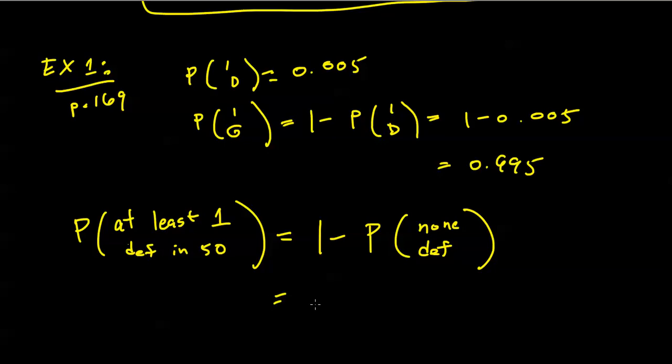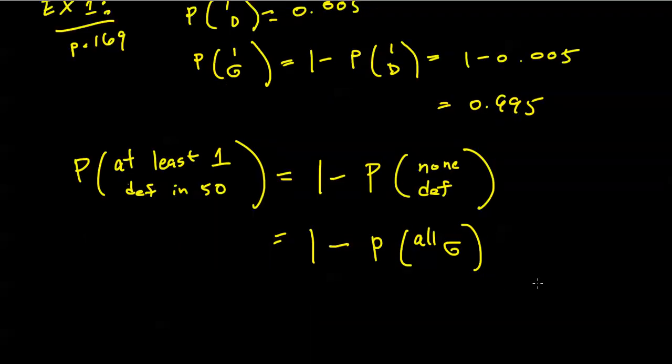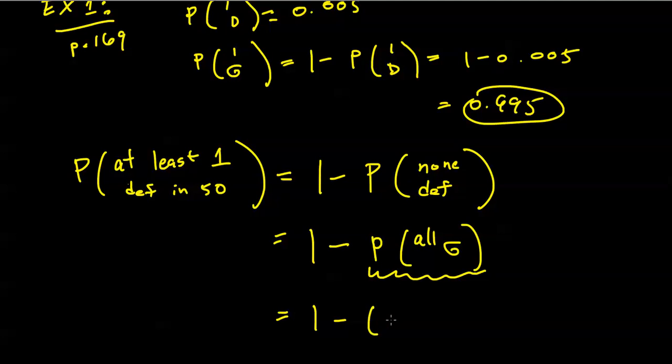Well, how can I simplify this? This also is equal to 1 minus, well, the probability that none are defective is equivalent to the probability that all are good. If none are defective, all 50 of them are good. Now I'm going to get a value for the probability that all are good by the multiplication rule, right? The probability that one is good is 0.995. Well, the probability that all 50 are good is going to be 0.995 raised to the 50th power.